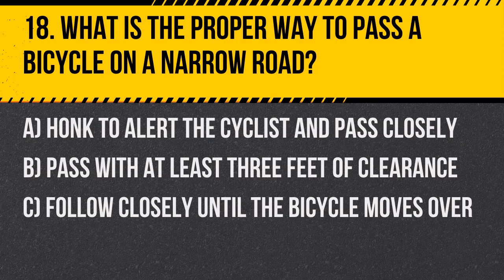A. Honk to alert the cyclist and pass closely. B. Pass with at least 3 feet of clearance. C. Follow closely until the bicycle moves over.